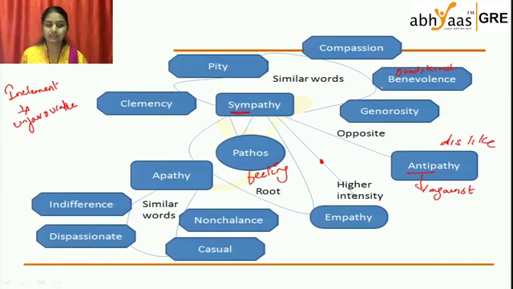On the other side you have antipathy, which is against, dislike. A strong dislike will be hatred. I hate it. A strong dislike is hatred. So that's a different word. There's an intensity difference there. Empathy is higher intensity than sympathy, and you have the other words related to apathy. Nonchalant, casual, dispassionate and indifferent. What do you mean by nonchalant?